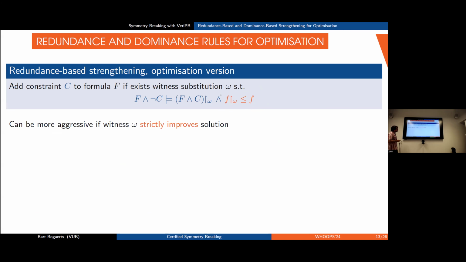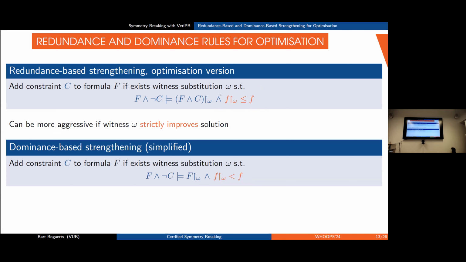And in the case that this omega strictly improves the solution, and Jakob has also illustrated this already, then we can go a bit better, and then we can drop some proof obligations. Because what this is now saying is, if I have an assignment that satisfies my formula but not my new constraint, then my patched up assignment will satisfy the formula and will be strictly better. And it might or might not satisfy the new constraint. I don't care about it anymore.